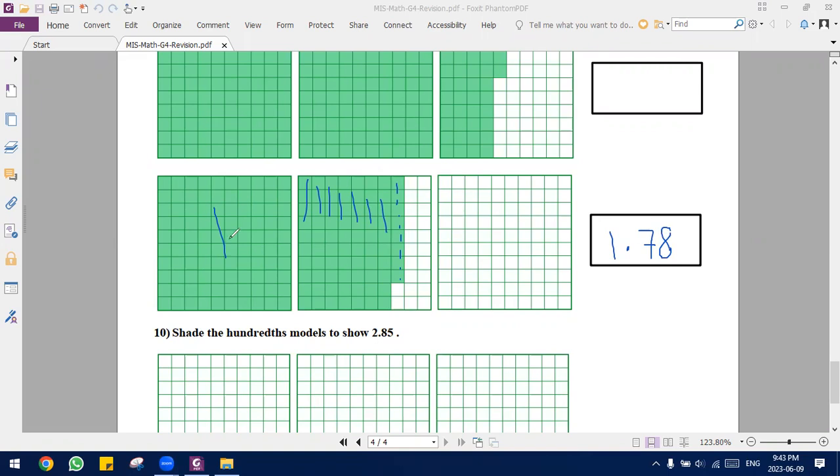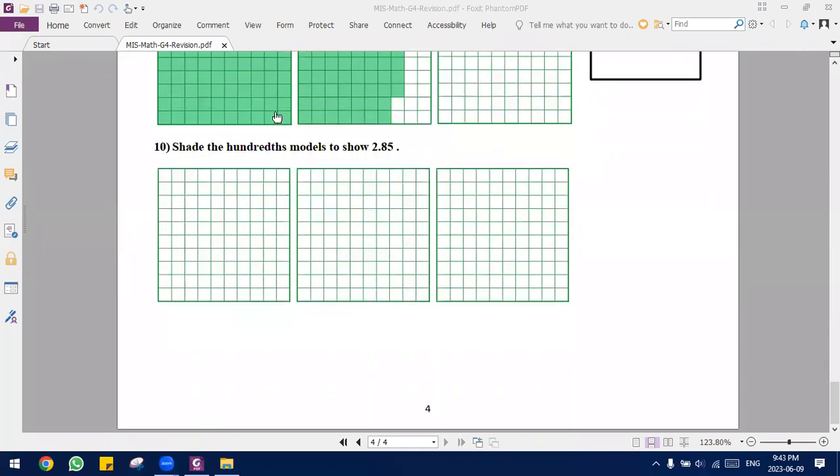So let's check the shaded part and then write its value. Now for the last question, now you need to do the opposite thing. Now you need to shade. It says shade the 100th model to show 2.85. Now, let me use the blue. First of all, it says 2. So, as we did before, if I shade a whole model is 1. So this is equal to 1. This is 2. Now I need 85.